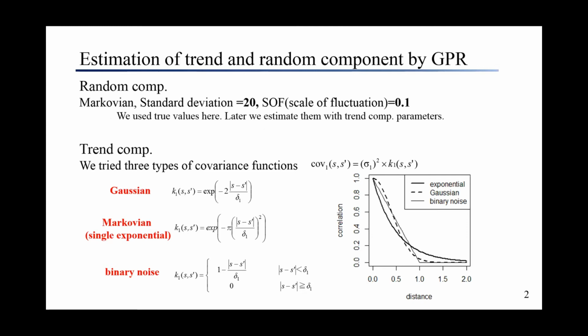For the random component, let's use the true numbers first. Later, we estimate them. But first, let's use the true values of standard deviation and scale of fluctuation for the random component, and let's estimate the parameters of the trend component. We tried three types of covariance functions: Gaussian, Markovian, and binary noise.